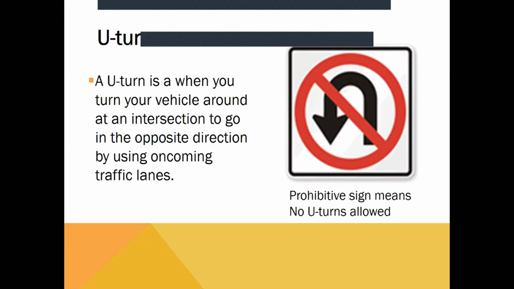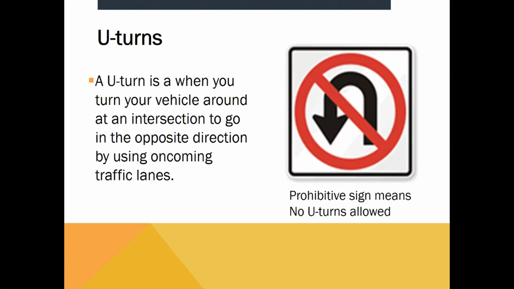U-turns. So U-turns are when you turn your vehicle around at an intersection, and you're using traffic lanes where there's opposite traffic traveling in that direction. U-turns can be very dangerous because there could be oncoming vehicles coming towards you, and you're moving really slowly trying to whip around and go with the flow of traffic.